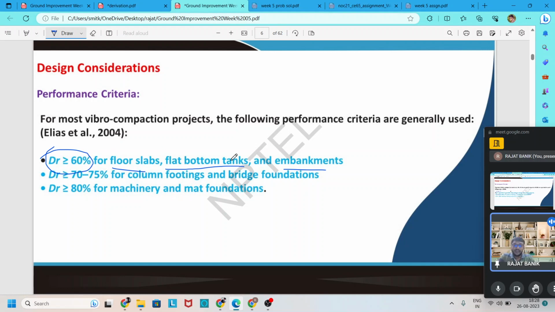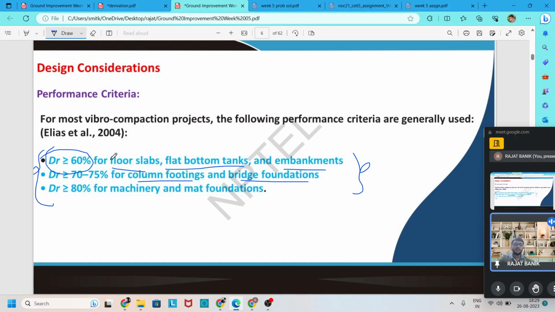We set our goal like that because for column footing and bridge foundation, it is very critical. If the strength is not suitable for a column, one or two columns may settle down. Due to this differential settlement, cracks happen in the structure, and the structure may collapse. So it is more important for a column that the relative density should be more than for a slab, and we also design our relative density like that.